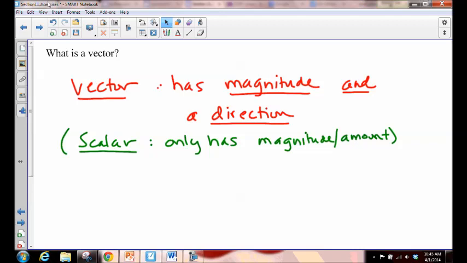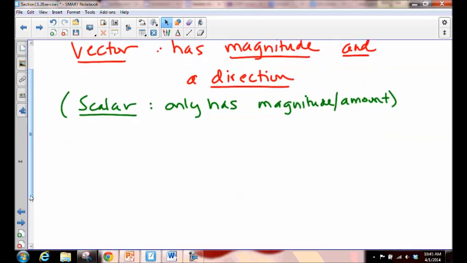Examples of scalars are things like time, temperature, mass. So there are several different ways that we can write vectors, but we're going to talk about two useful ways. And that first way is to use component form.